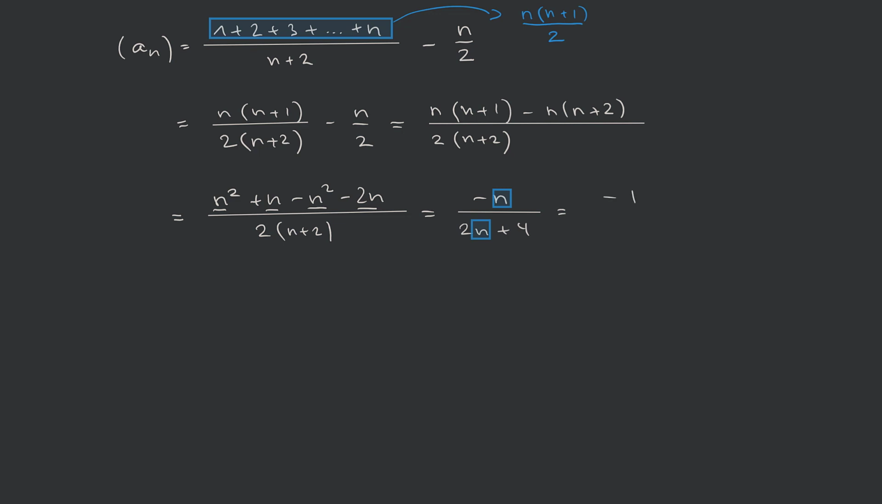So we have minus 1 over 2 plus 4 over n. Now, as always, 4 over n is a zero sequence, and we can write that if n goes to infinity, this all goes to what remains, that is minus 1 over 2, so minus 1/2.